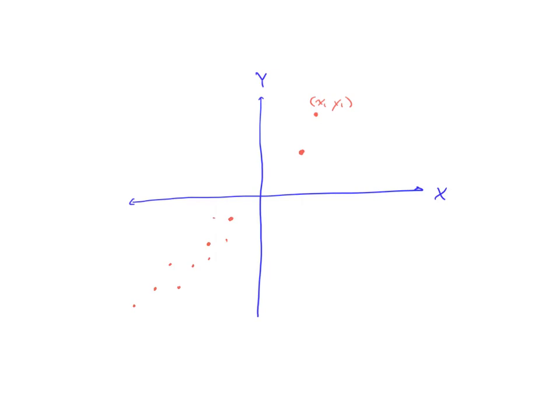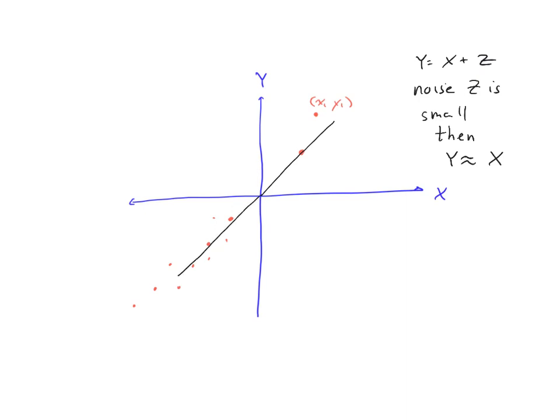In the case of the noisy measurements, you have y is equal to x plus z. And if the noise z is small, then what you have is that y is approximately equal to x. And so we know that the line y equals x is just the 45-degree line. And if y is approximately equal to x, then you should see samples of x and y that are close to each other, like along the line x equals y.